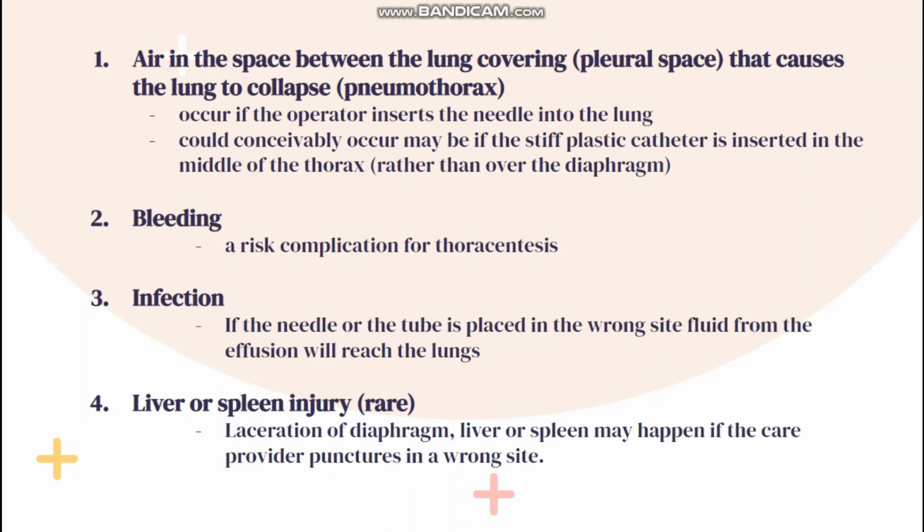And lastly, the liver or spleen injury, which occurs very rarely. Liver or spleen injury also has to do with improper site injection. Laceration of the diaphragm, liver or spleen may happen if the care provider punctures in a wrong site. So one must be careful in performing such a procedure since these organs are not far from the lungs and can be easily affected.